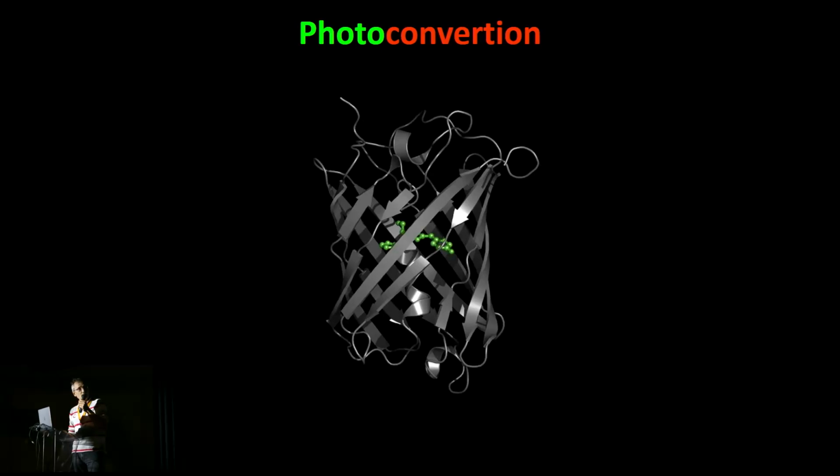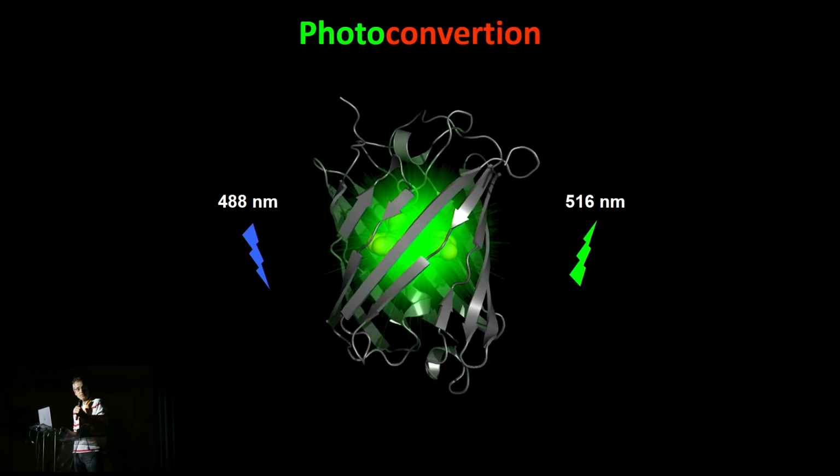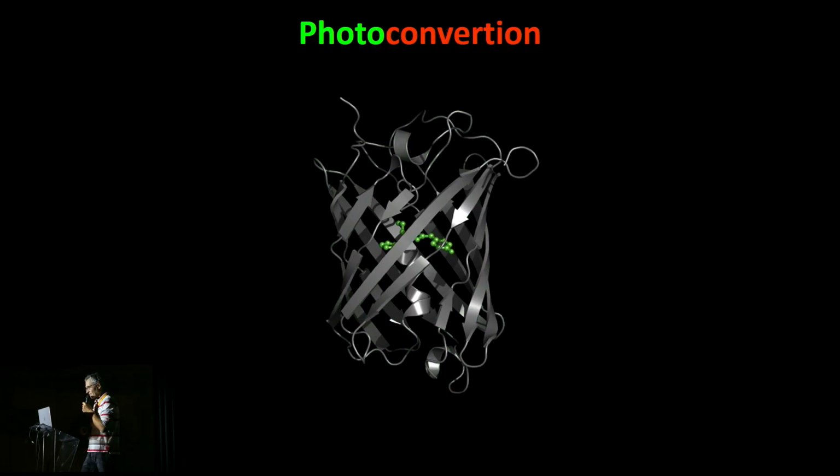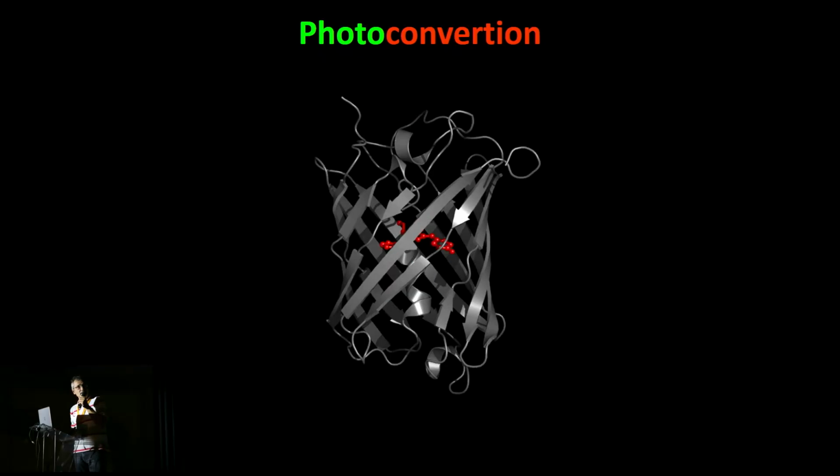Photoconversion is the idea that you start with a certain color of fluorescence, typically green, and with UV light, you turn the system irreversibly into a red system that is able to emit red light.